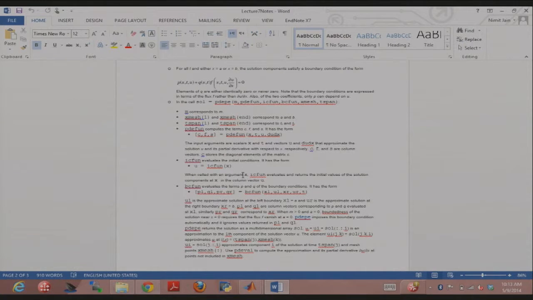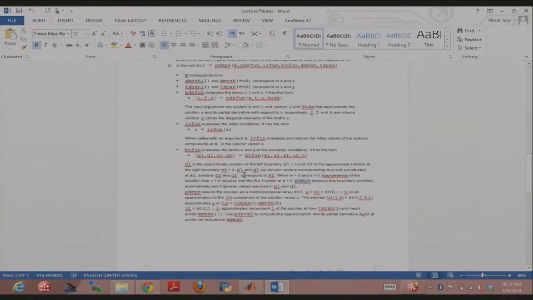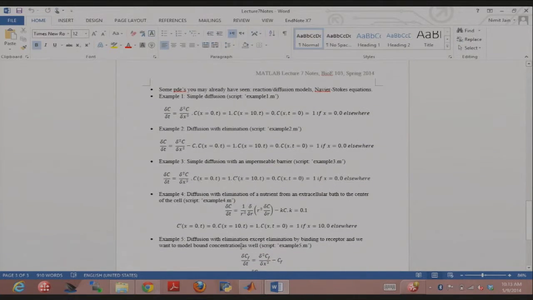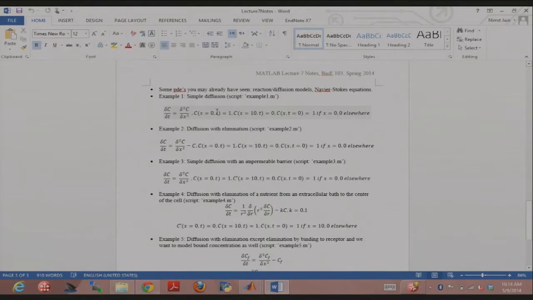BC-FUN is a little complicated and I think best demonstrated through example, but that's the boundary condition function, and it has a syntax there. So actually, let's just go to an example. I think that'll make it much more interesting. Okay, so say I want to model the simple diffusion equation like this, right?